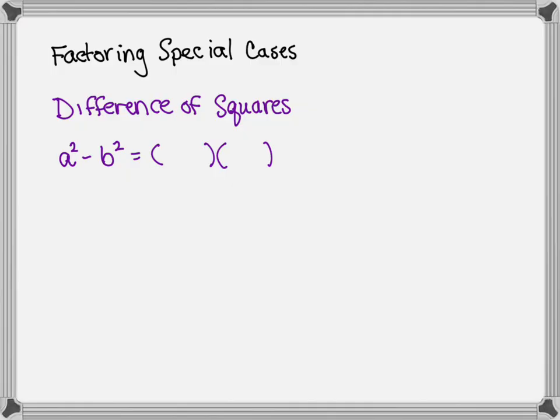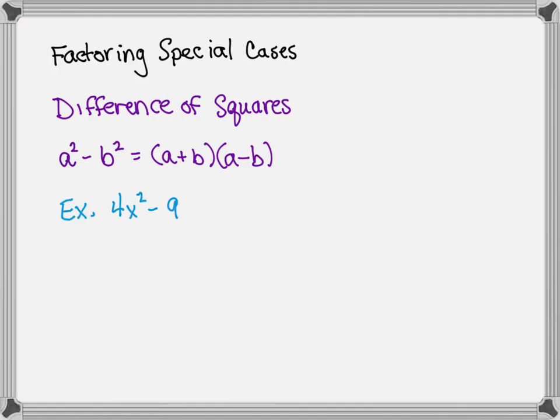We would factor that by setting up two sets of parentheses. We would take the square root of the first term, which is a, take the square root of the second term, which is b, and in one set of parentheses we would put a plus in between the terms, and in the other parentheses we would put a minus in between the terms. And it doesn't matter which parentheses we put the plus and which one we put the minus. So let's look at an example.